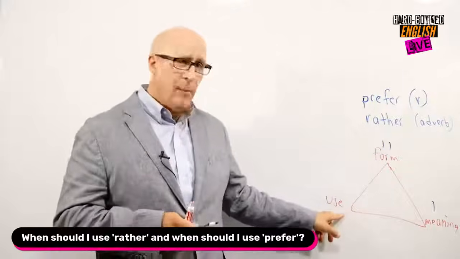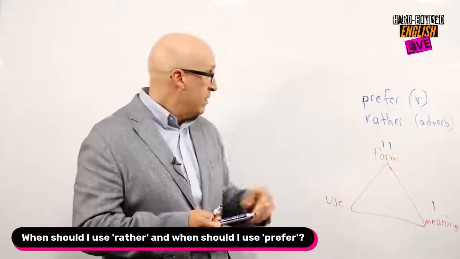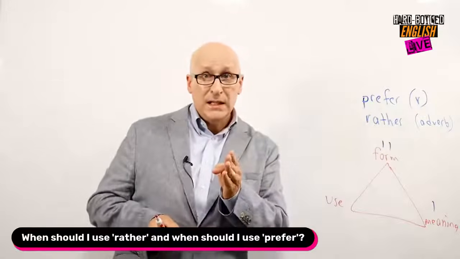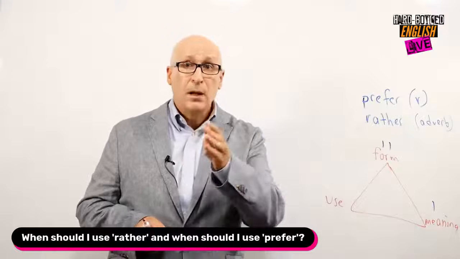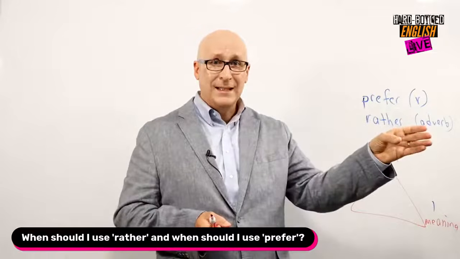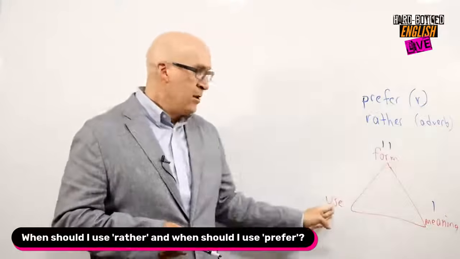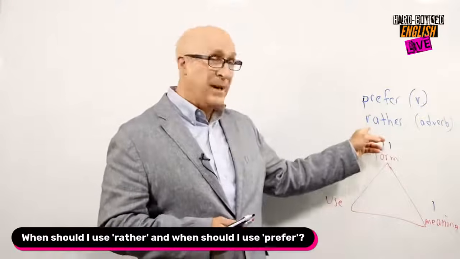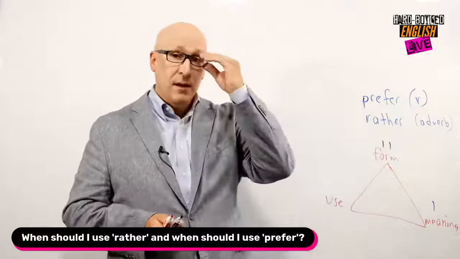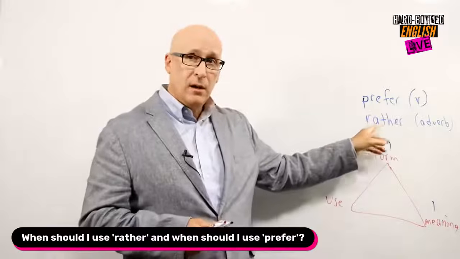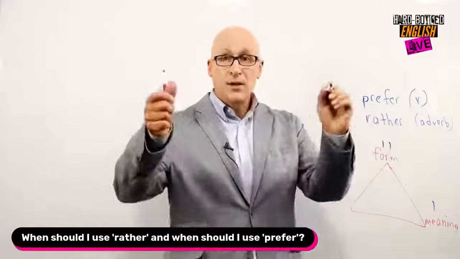Now, how about the use? How do we use them? Well, we use them differently, okay? We use prefer as a verb only, right? Therefore, it can only function after a subject, right? Paul prefers pizza over hamburger, okay? So it's only got basically one use. But because rather is an adverb, and an adverb can move around in a sentence, the way we use rather is different. There are more options for using rather. So let me show you some examples.